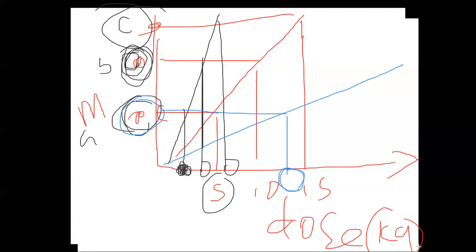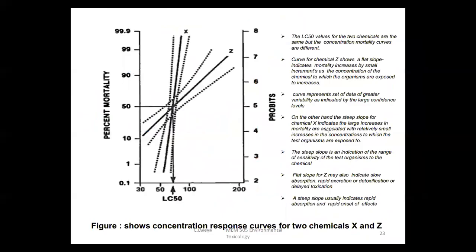The one at C, you need a lot of it, but the mortality is very small. So the gradient is likely to guide you on how deadly, lethal effects that chemical species is likely to bring about. So let us go back to the curve. Now, if you look at this stuff right here, it tells us that X needs a very small amount of the chemical, but producing high results.